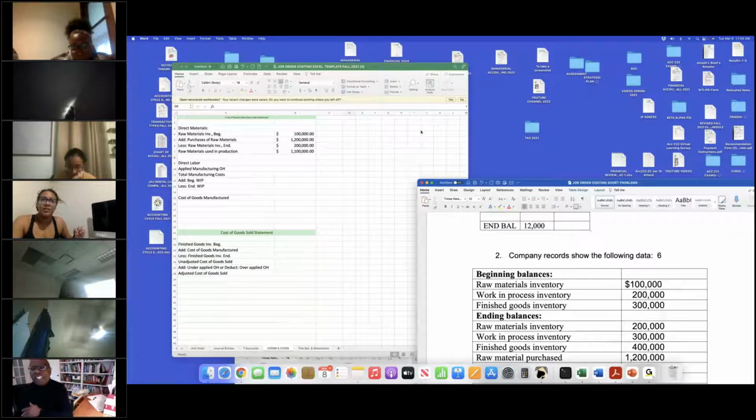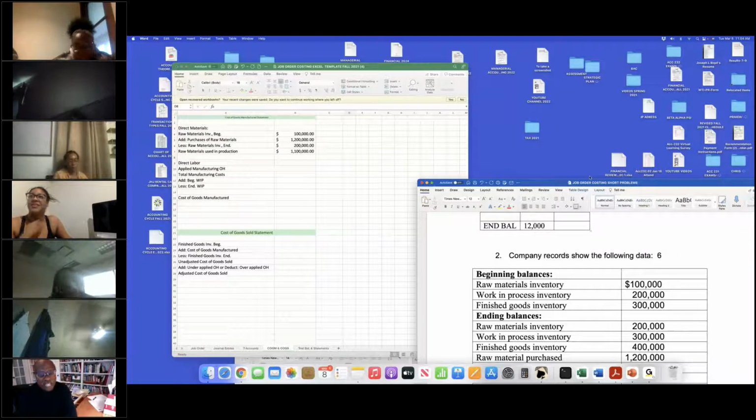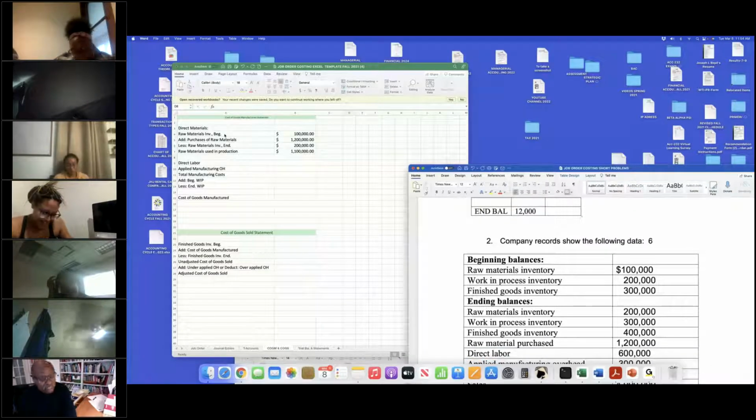How'd you get 1,100? Okay, so the beginning was 100 plus what you put in the bank, which was 1,200, and then subtract the 200 remaining at the end. You got 1,100,000. Remember those AJEs for supplies way back in the day? Raw materials at the beginning of the period plus the purchases less the ending raw materials tells you the raw materials you used in production.